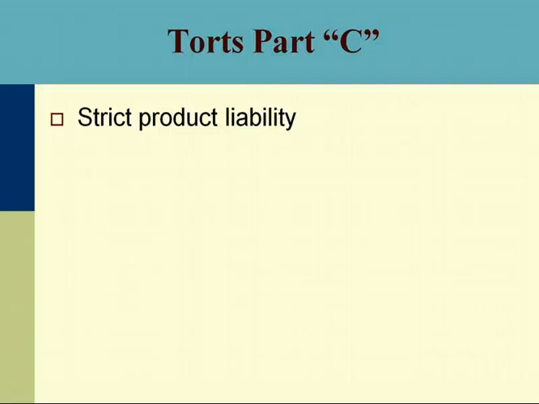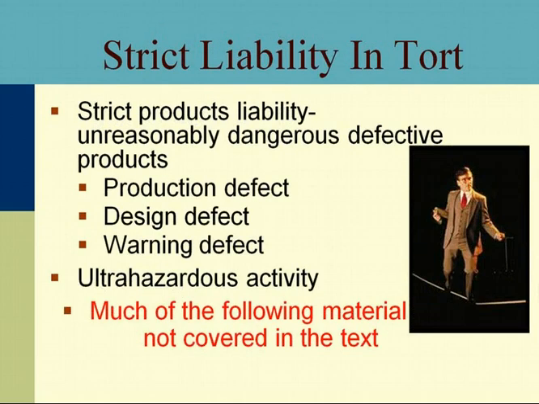Okay, now we're going to finish up Chapter 10 and talk about strict product liability. Strict product liability in tort is talking about when a person is injured because of the use of a product. There is no negligence needed to show for all the parties that can be affected. It can be the manufacturer, the distributor, or the retailer. It is based on production defect, a design defect, maybe a failure to warn.